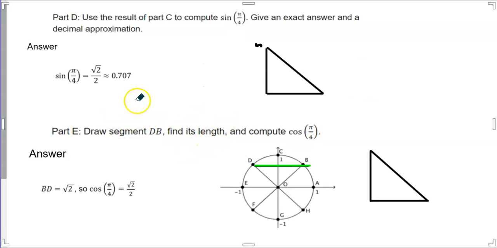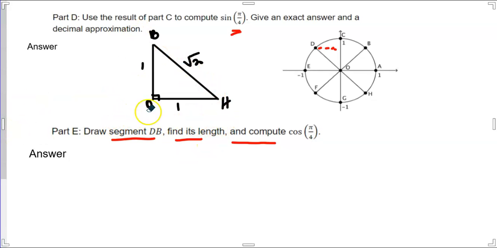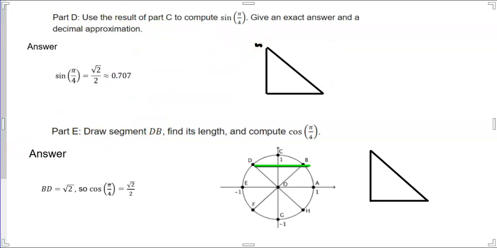Now, if you remember, we had BOH, sorry. And so this is our B, that is our O, that is our H. We had here to be root 2, there to be 1, and this is 1. This is pi on 4, and that is pi on 4. Because this is an isosceles triangle, and all the angles, this is 45 degrees, must add up to 180, and that is 90.